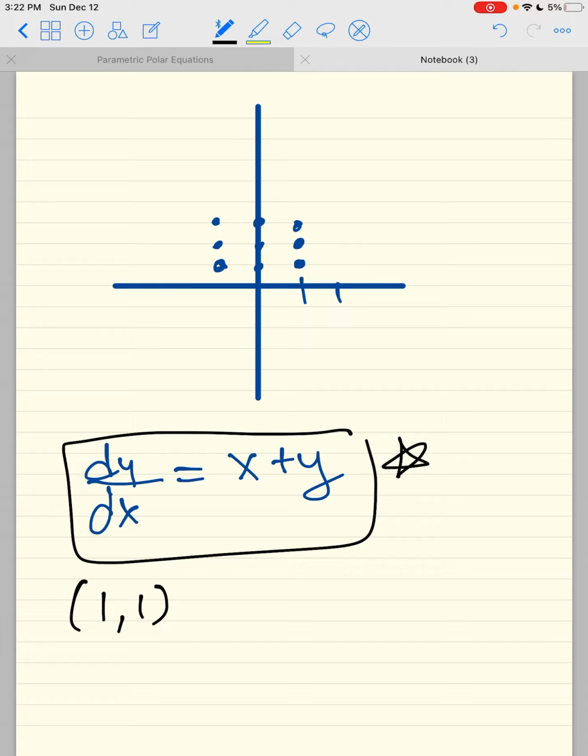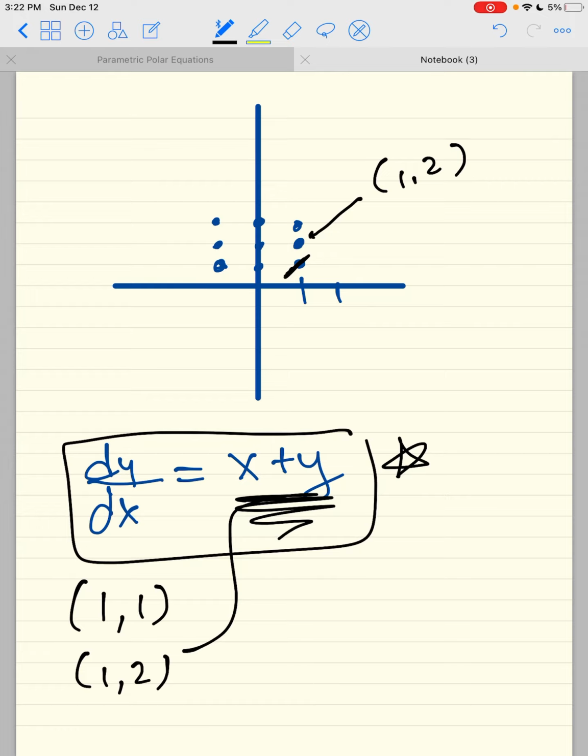So 1 comma 1 will give me 2. So if I go to 1, 1, that looks like this. What about this point here? This point here is 1 comma 2. So when you put 1, 2 into this, what is my slope? 1 plus 2 makes 3, so my slope is 3. When you go here, this point here is 1 comma 3. So when you put 1, 3 into this, you get 4. So then you just do that.